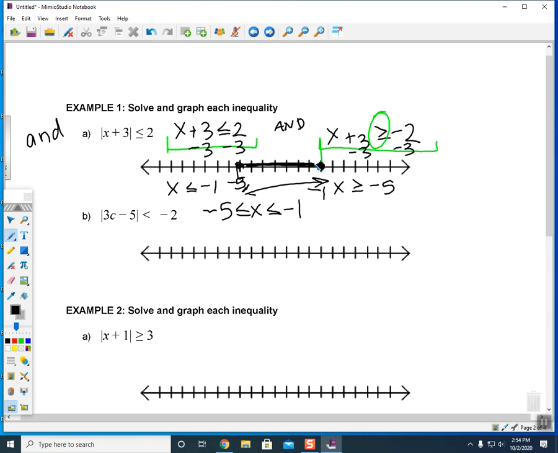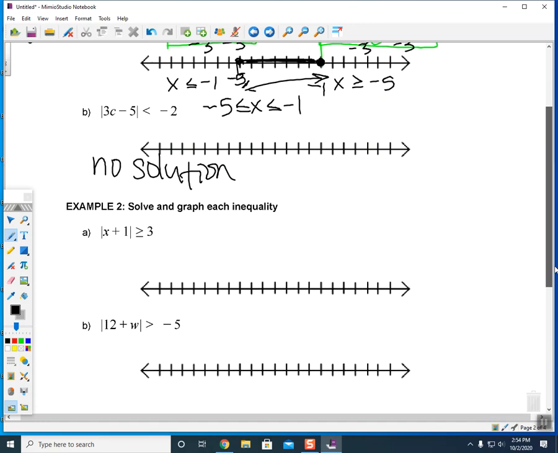It can't be. So this is just no solution. I don't even have to do any math. It's just no solution. I just have to use my brain and think about it. So that's it. And we can move on.